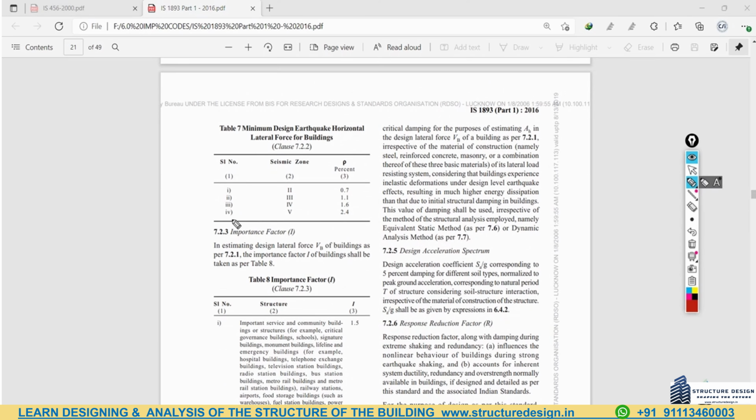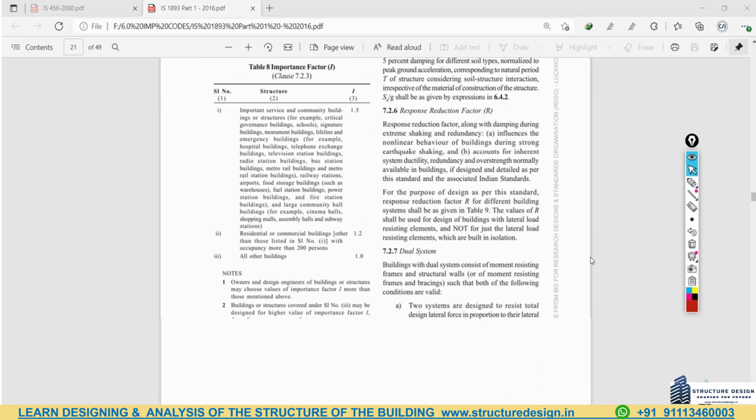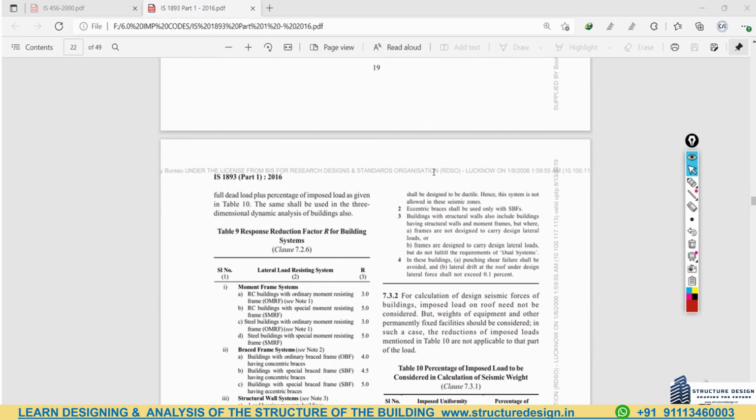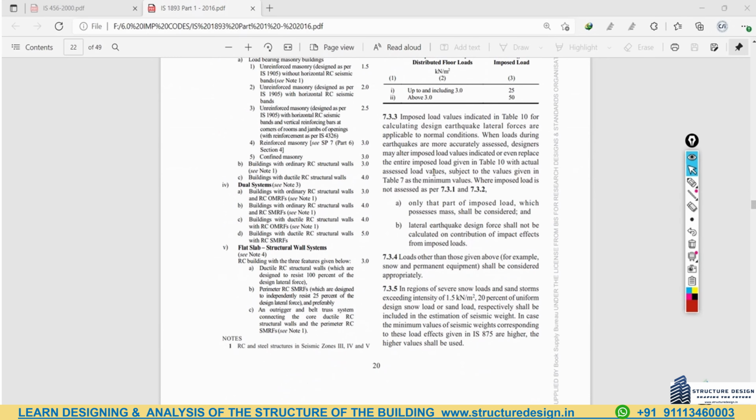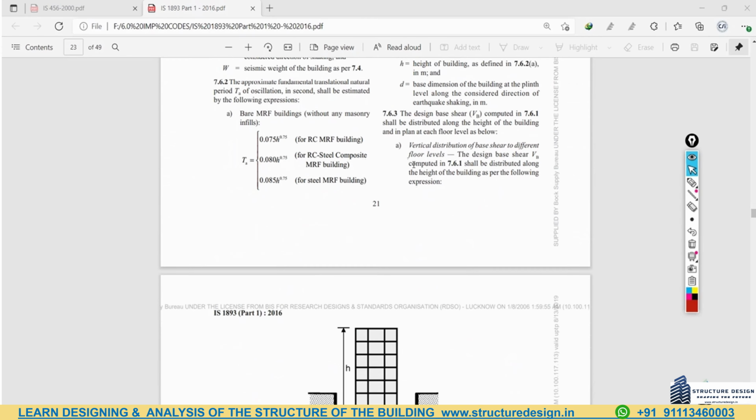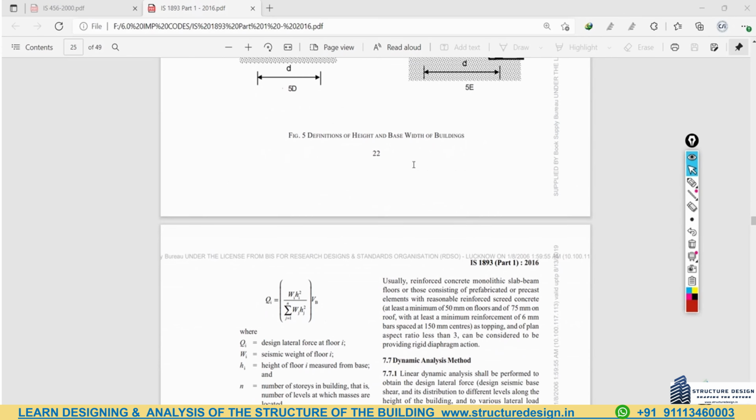Also, if you look at now, we have a different importance factor on the basis of the building structures also. Like if you're doing any hospital and all, in that case your importance factor will get changed. Also, we have response reduction factor and all. So we have a lot of things in this code, and we will try to study all these things in very detail, and also we will perform the earthquake analysis in very detail in ETABS.